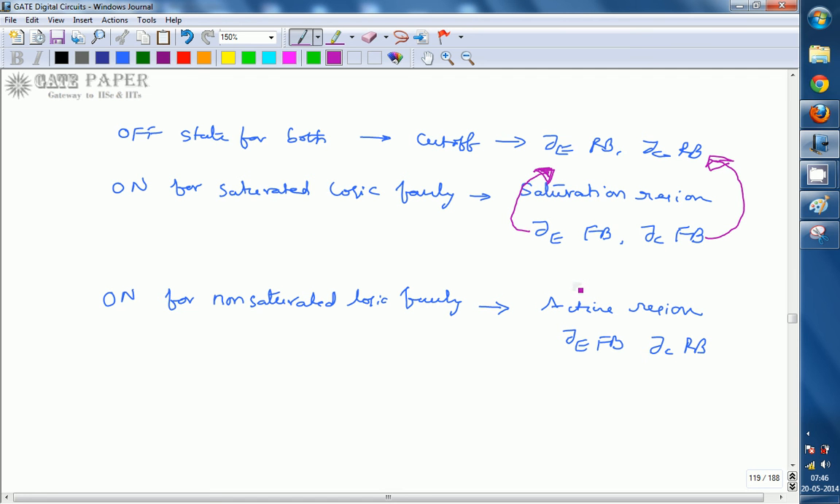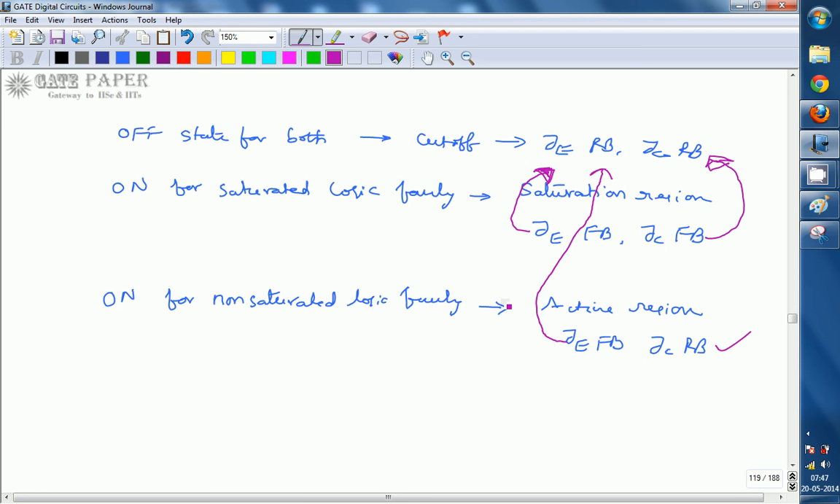So two things have to take place: both the emitter base junction and the collector base junction should go from forward bias to reverse bias. Whereas in a non-saturated logic family, the emitter base junction is forward biased and the collector base junction is reverse biased. There is no change needed, as it is already reverse biased. So only the emitter base junction has to go towards reverse bias. If you make the emitter base junction reverse biased, the transistor goes into the off condition. Instead of making two junctions go from forward to reverse, making one junction do it makes the off condition. So a non-saturated logic family can switch between on and off states easily.